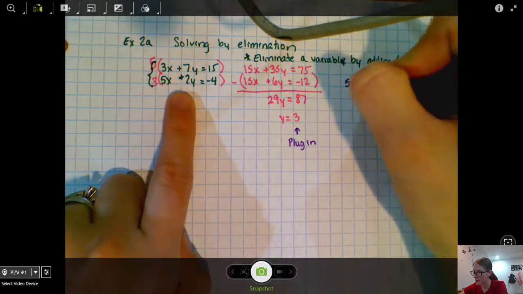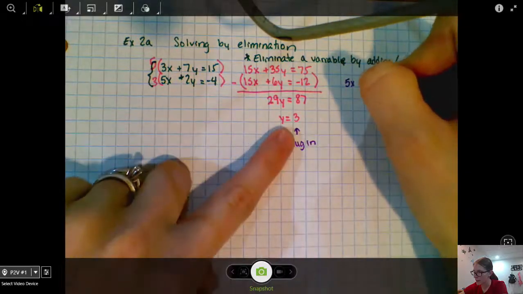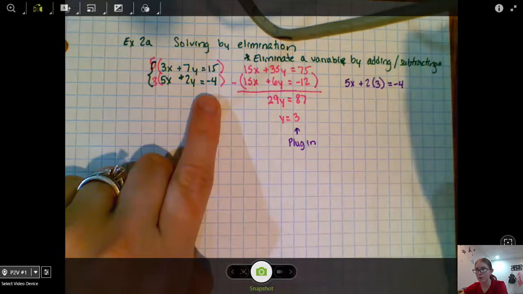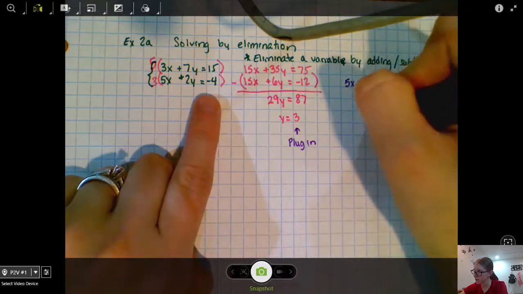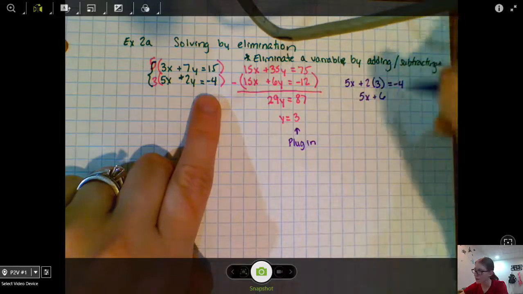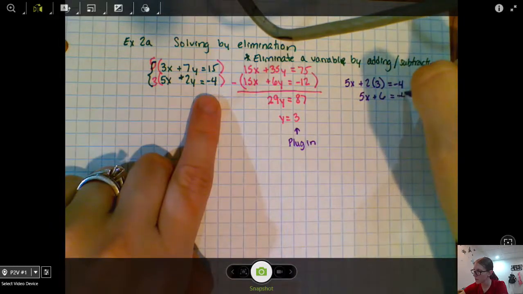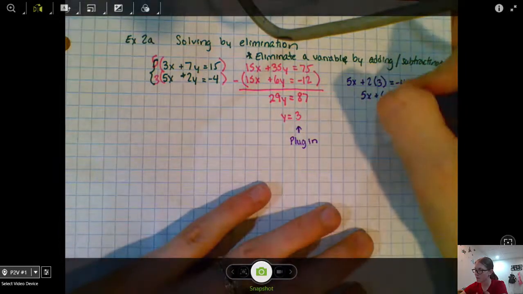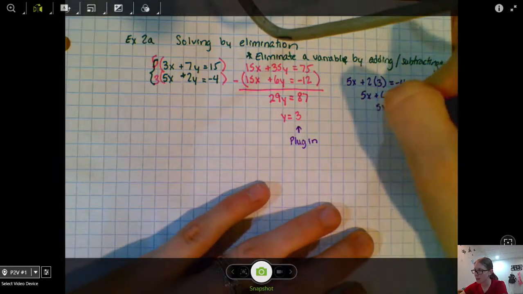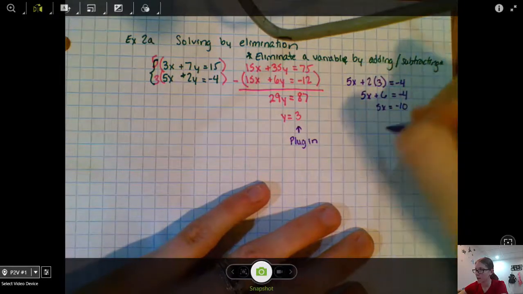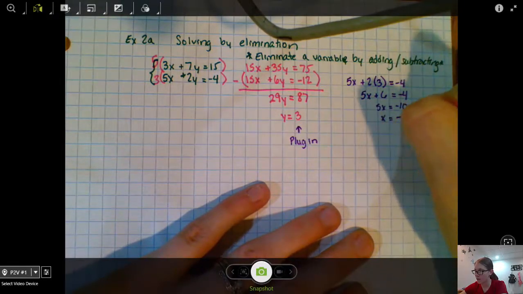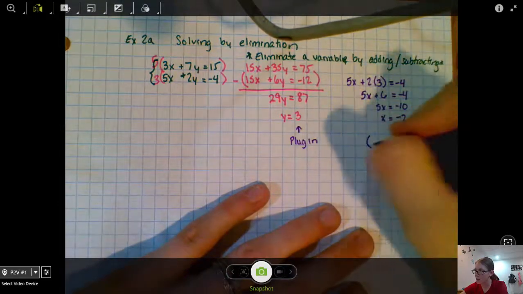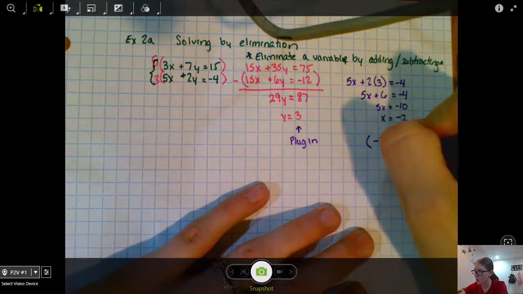And I'd have 5x plus 2, but I know y is 3, equals -4. 5x plus 6 equals -4. Subtract 6 from both sides, and divide by 5. I got x equals -2. So I'll put this together to get my solution to my system: -2, 3.